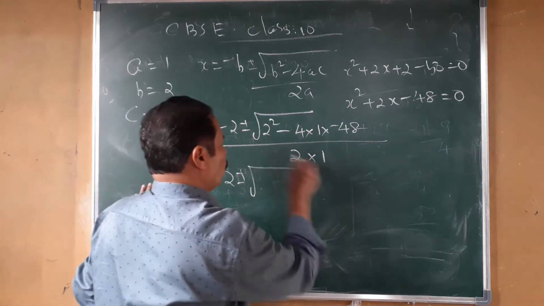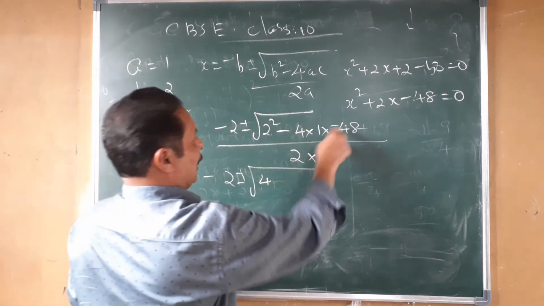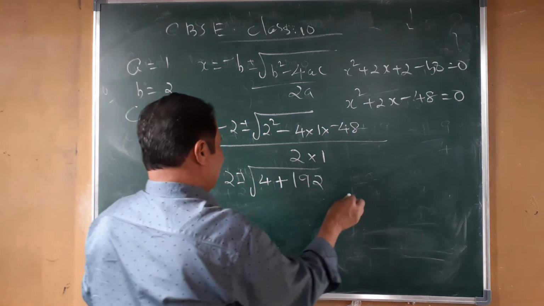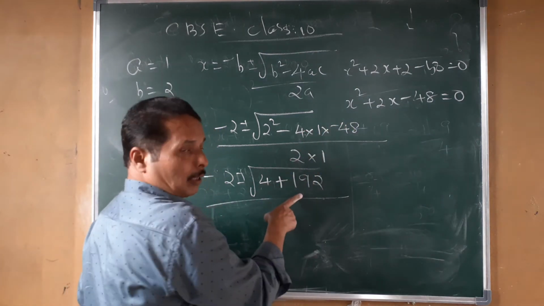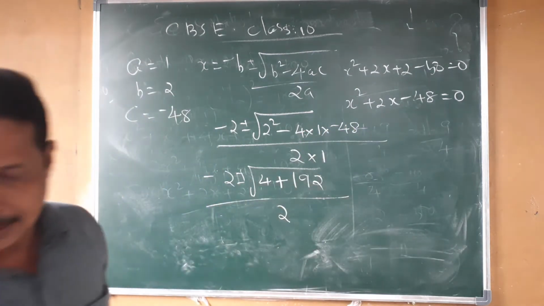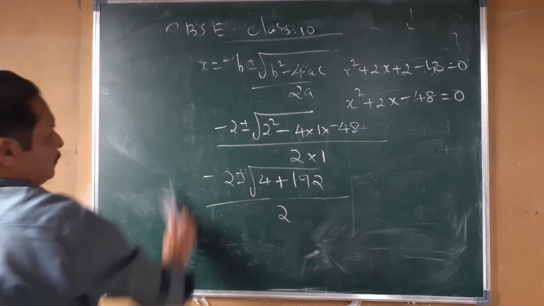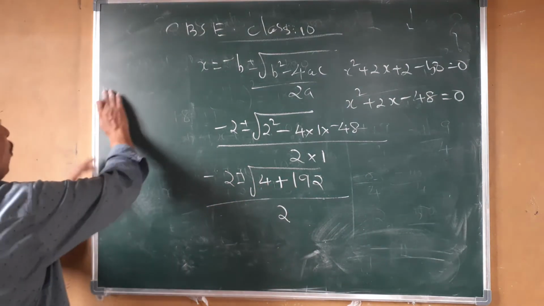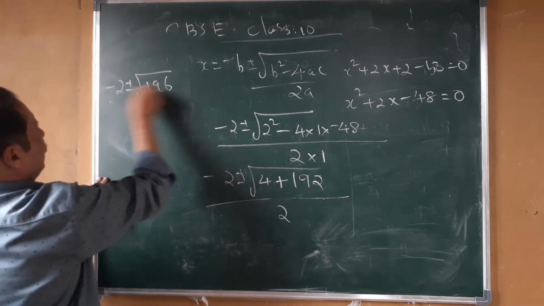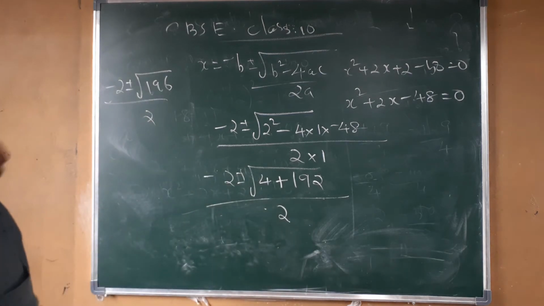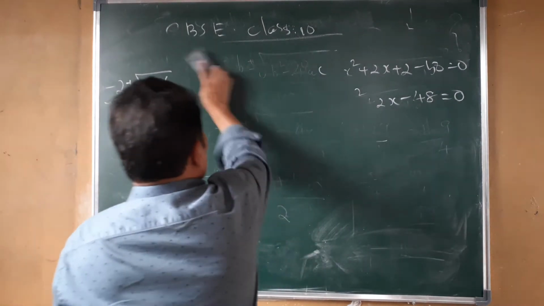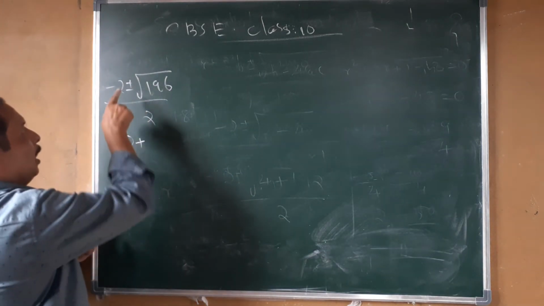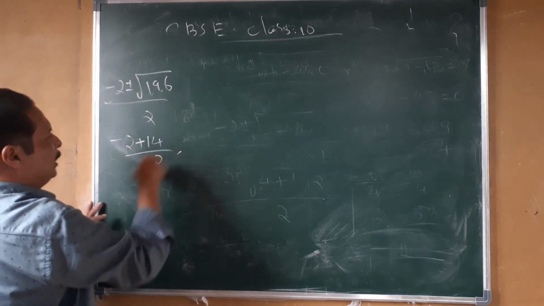Minus 2 plus or minus root of 2 square, which is 4. Minus into minus is plus, and if you multiply it, you get 192. 4 into 48 is 192. 2 into 1 equals 2. Is it clear? 192 plus 4 is 196, divided by 2. Are you ready? Then complete it. Root of 196 is 14. So minus 2 plus 14 by 2 is one of the answers.